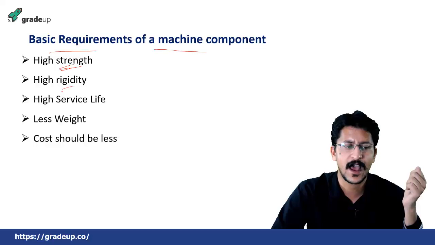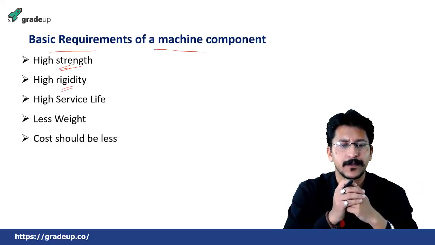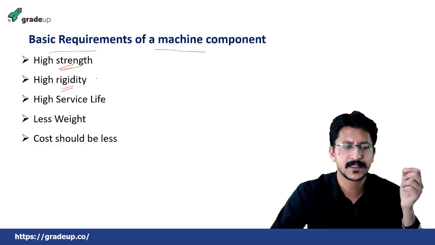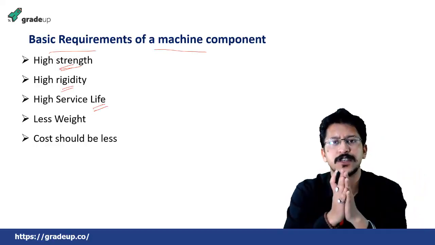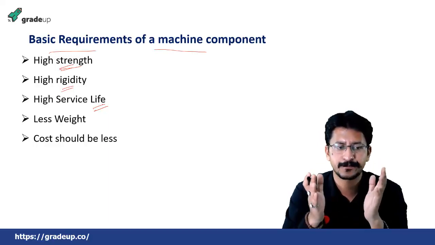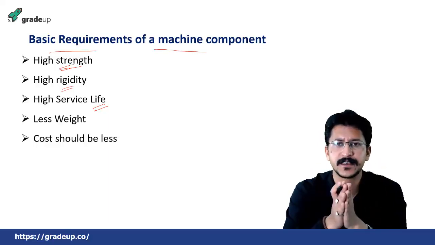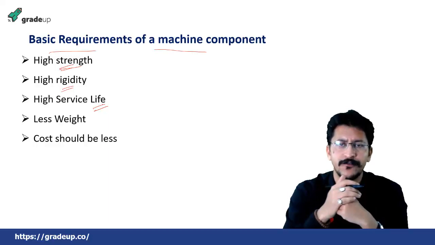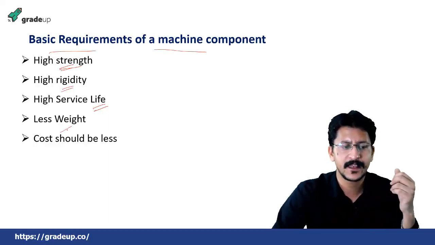Similarly is the case for high rigidity. The machine component must have high rigidity and also high service life. Okay, because the machine components, or the machine overall, have huge money invested into them, so they should not have a short duration of life, they should have a long duration of life. So high service life, then less weight.